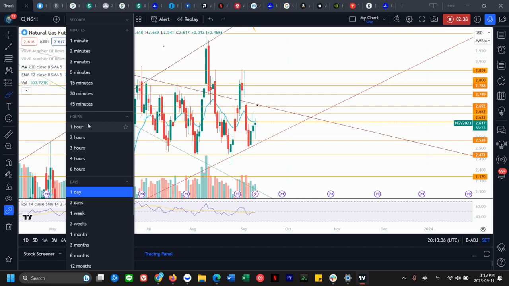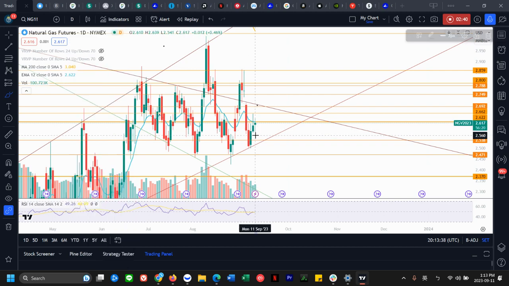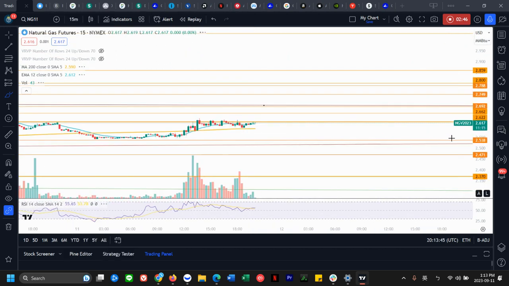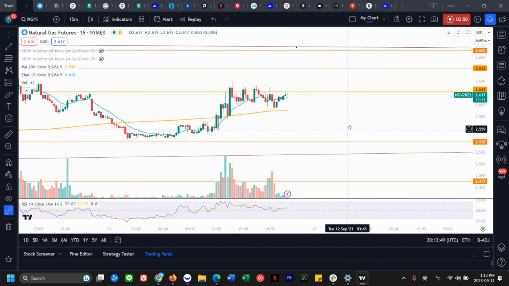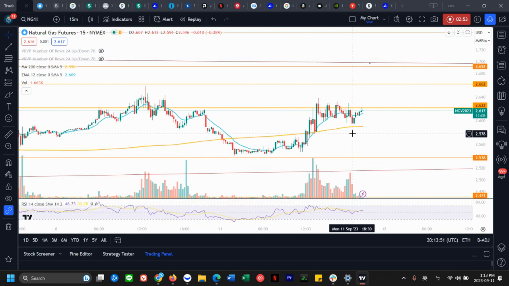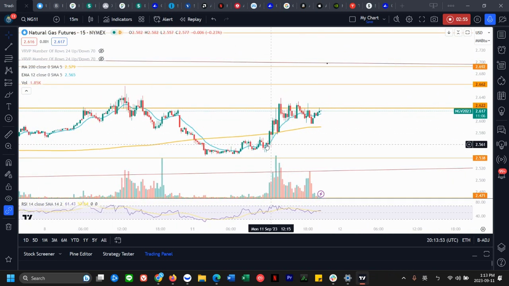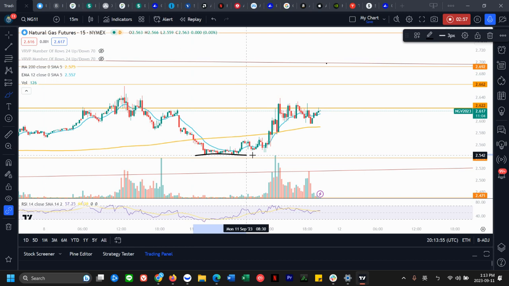So we want to zoom in to see if we get more clues telling us that this may be potentially the pivot being set. Let's zoom into the 15-minute time frame and see what it looked like in the morning or afternoon. All right, so we came down here. This is the level of support. Back tested it, bounce. So it's looking good.